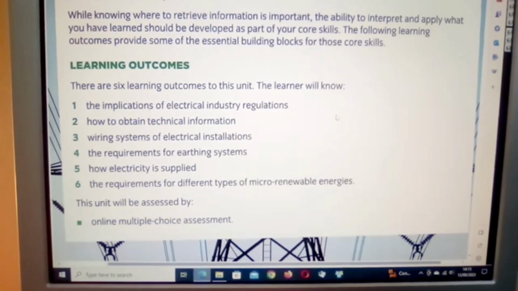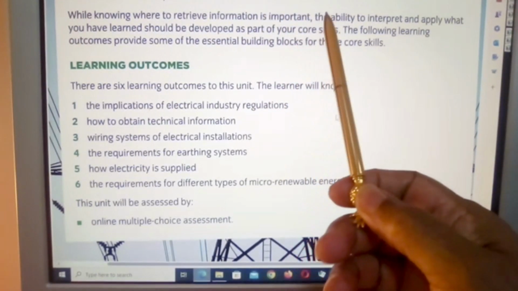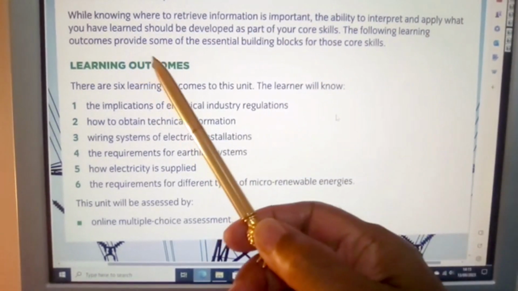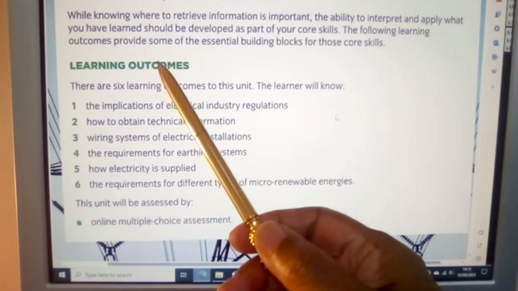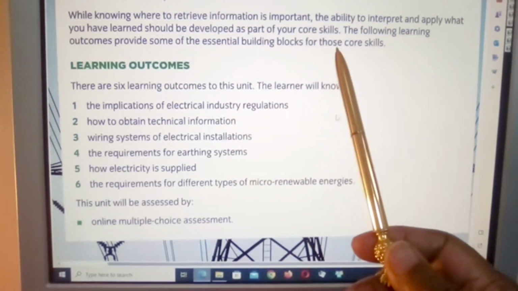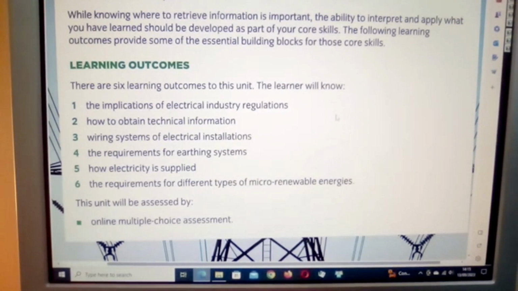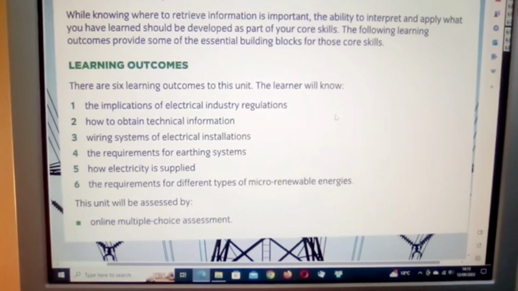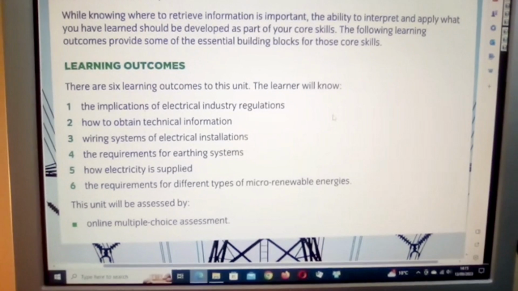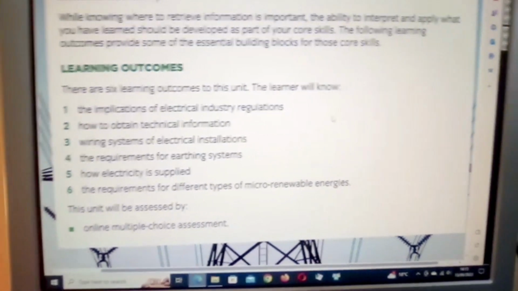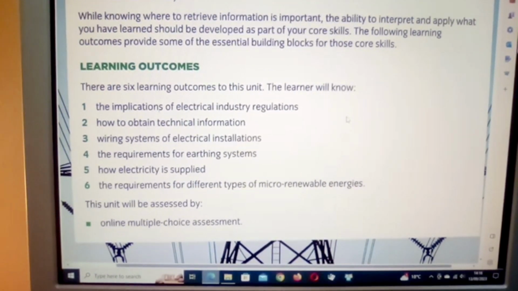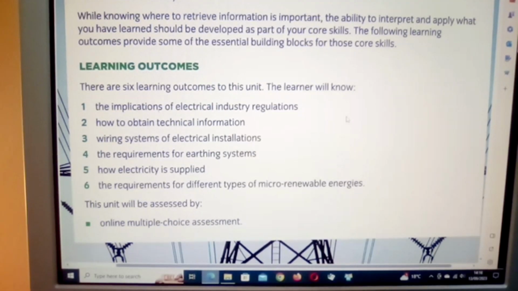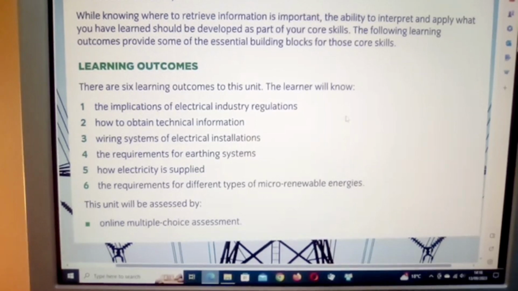Now, while knowing where to retrieve information is important, the ability to interpret and apply what you have learned should be developed as part of your core skills. The following learning outcomes provide some of the essential building blocks for those core skills. Now, it is relevant that you understand this for yourself and that you find your own learning style or method of learning, okay? And that is fundamental to you as an individual. I can show you how I approach it, but you must find a way that it formulates in your mind the shape and the outcome that makes sense to you.